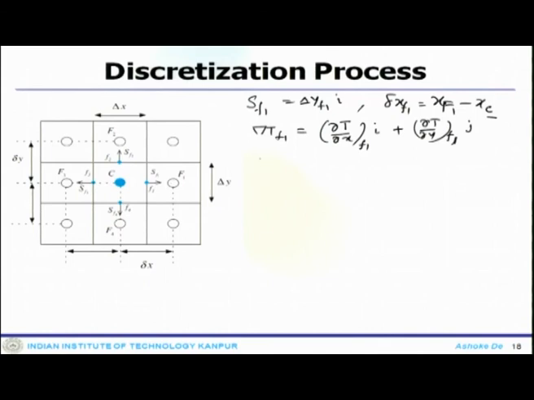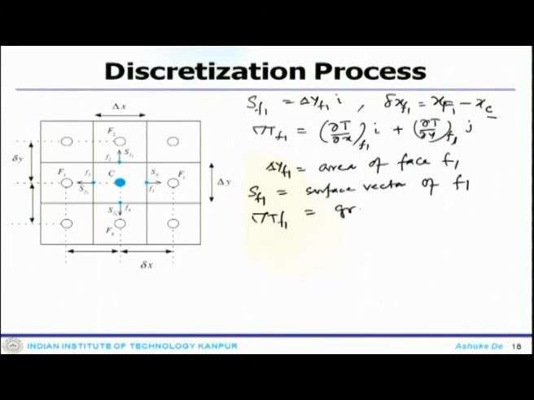Now, what is xc? xc is the coordinate of element C, xF1 is the x coordinate of the F1 element, then you have delta y F1, which is the area of face F1, and Sf1 is the surface vector of F1, and then del T F1 is the gradient of T at F1. So this is how it transforms to the system.